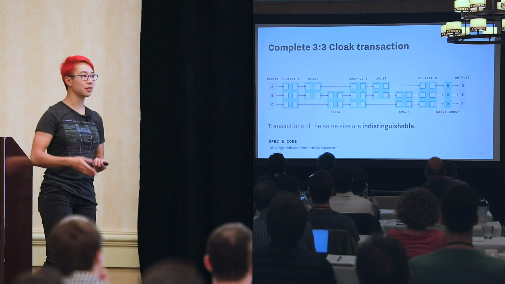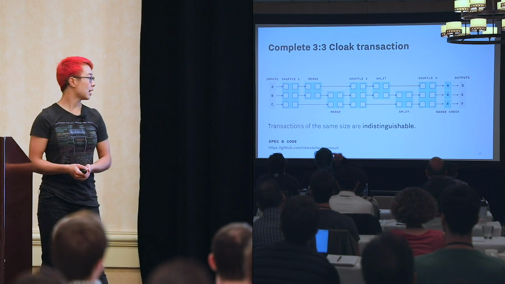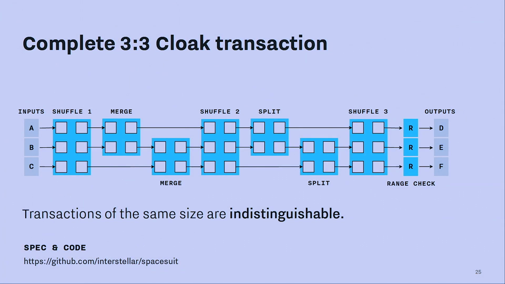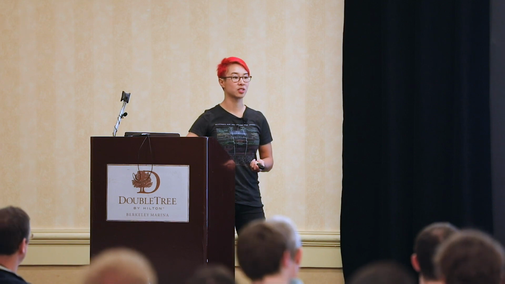And once again, as a recap, this is what everyone else sees. They get this, and they get a proof of validity. And transactions of the same size are indistinguishable. So anything with 3 inputs and 3 outputs are indistinguishable. So we have spec and code at this link here, if you want more information. So yeah, that's an example of how you can build a confidential assets protocol using a bunch of gadgets.